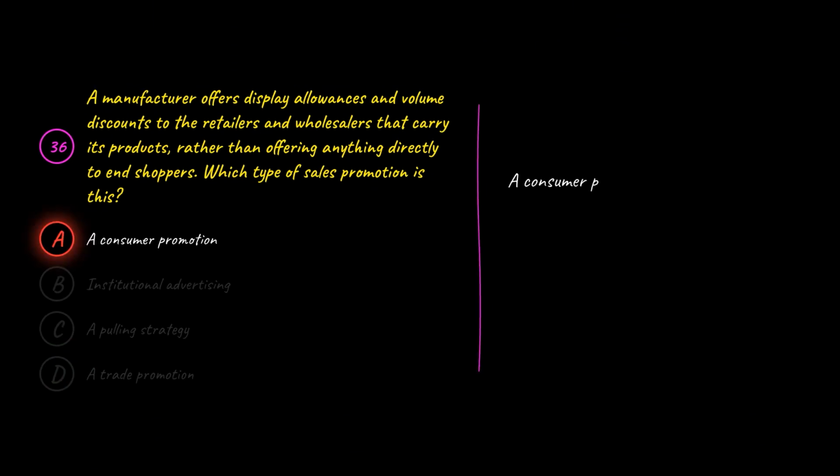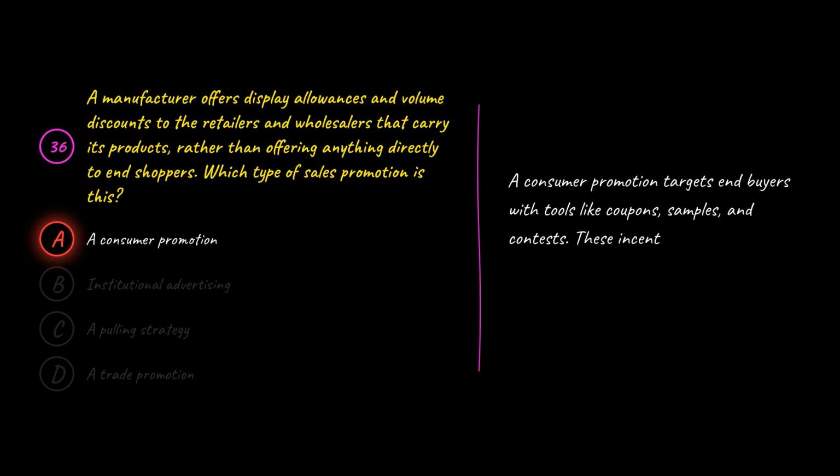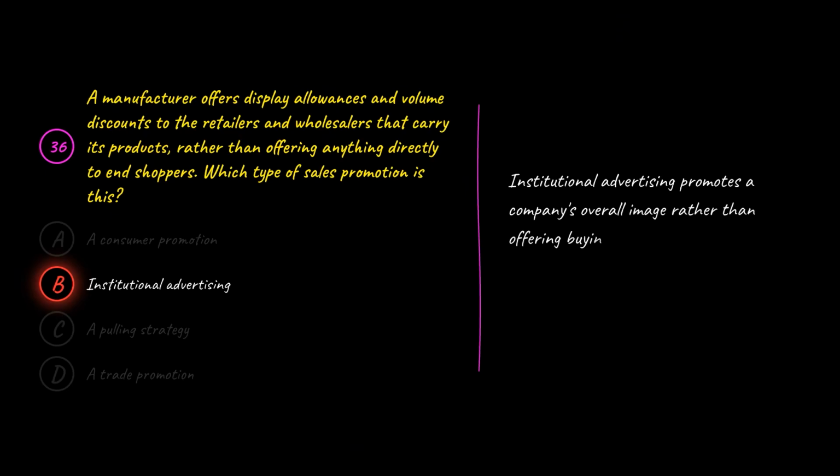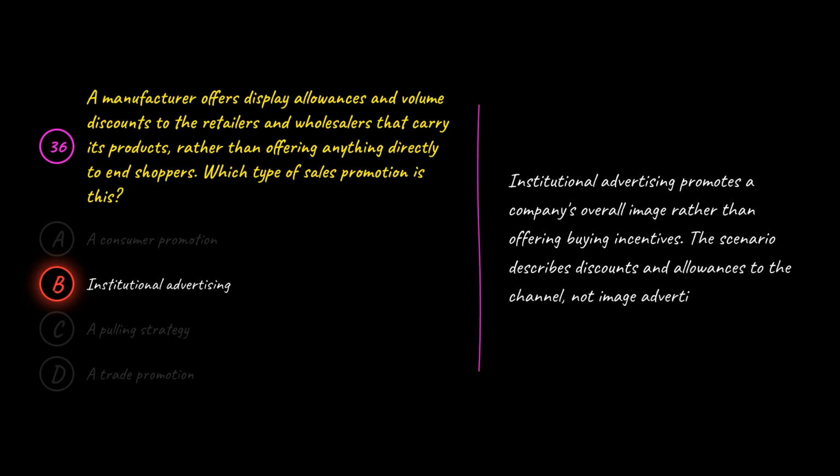A is wrong because a consumer promotion targets end buyers with tools like coupons, samples, and contests. These incentives go to retailers and wholesalers, not to shoppers, so it is a trade promotion. B is wrong because institutional advertising promotes a company's overall image rather than offering buying incentives. The scenario describes discounts and allowances to the channel, not image advertising.